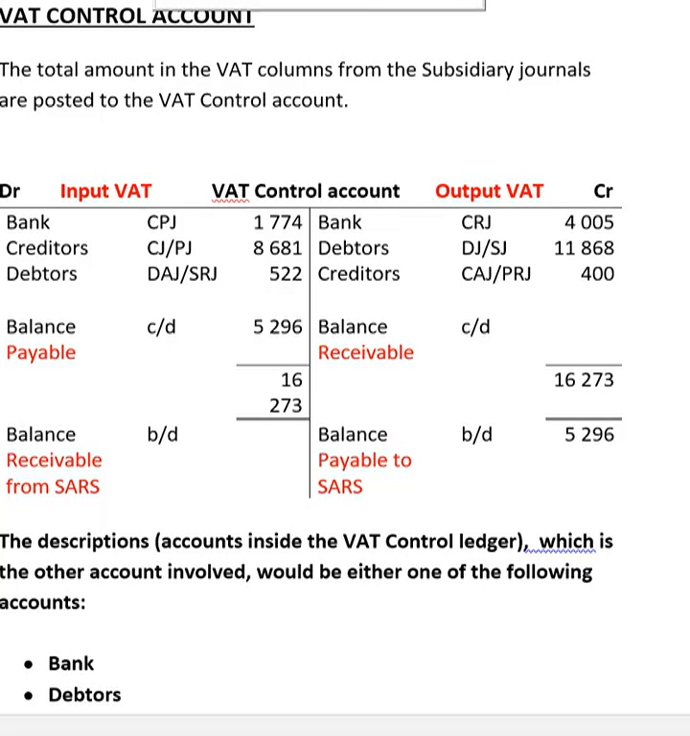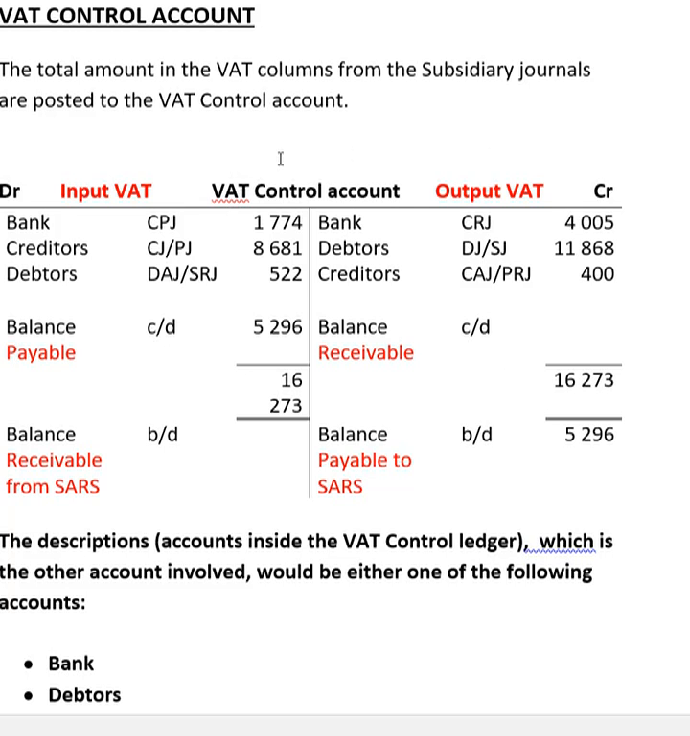Today we will look at the VAT control account, and please remember that we will post from the subsidiary journals. The VAT columns from the subsidiary journals are posted to the VAT control account. Now, on the debit side, we will record input VAT. On the credit side, we will record output VAT.